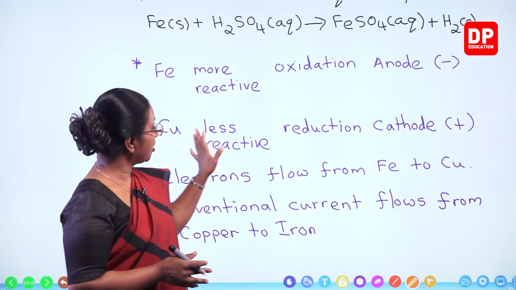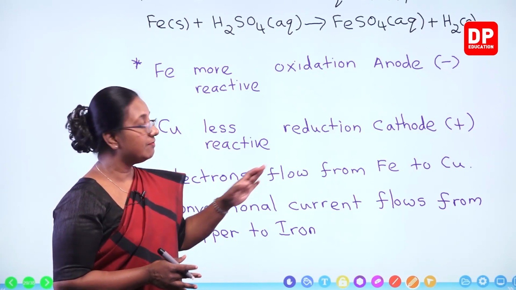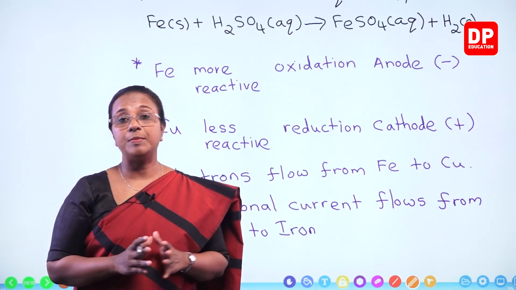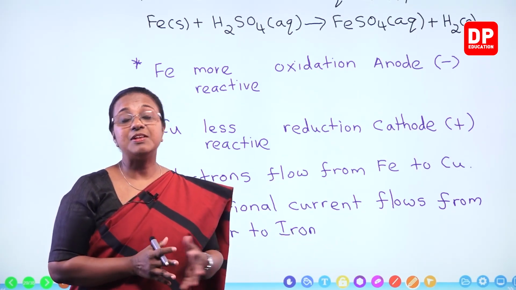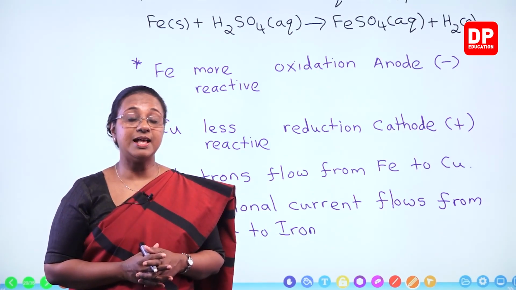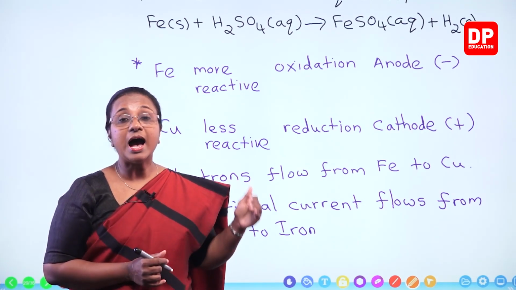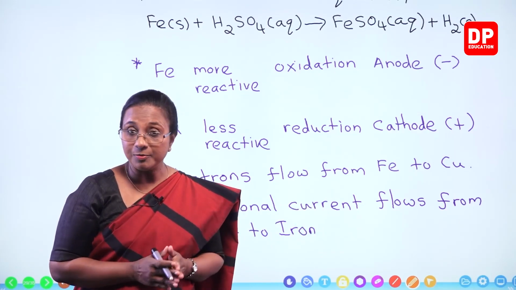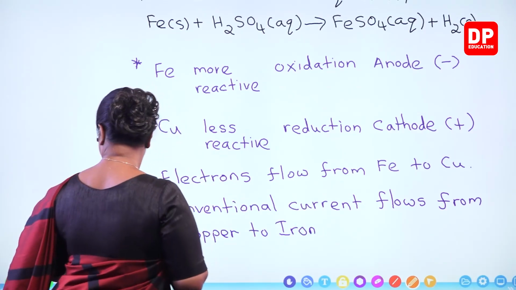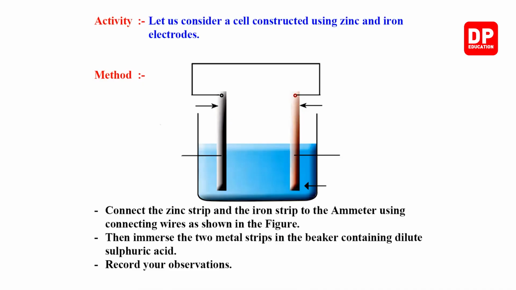So that, students, you all have understood what happens when we use iron and copper as the electrodes in an electrochemical cell. Next, I will discuss another electrochemical cell where we use iron and zinc as the electrodes. So then I'll move on to the next slide. So activity, let us consider a cell constructed using zinc and iron electrodes.